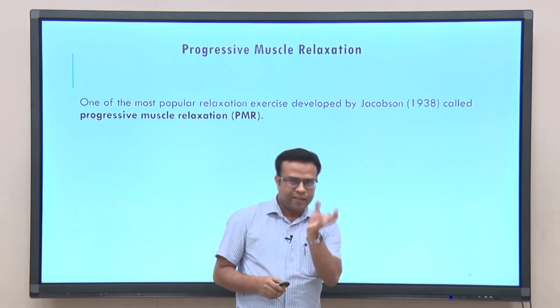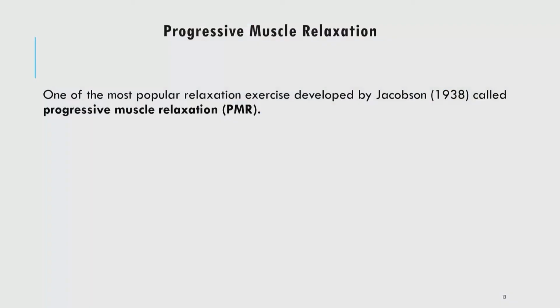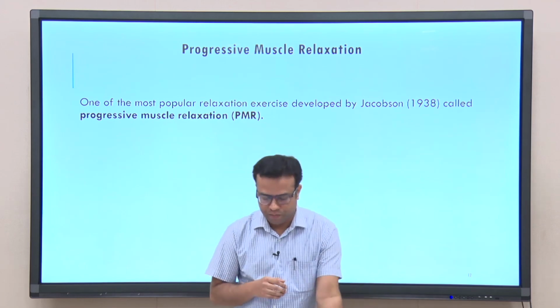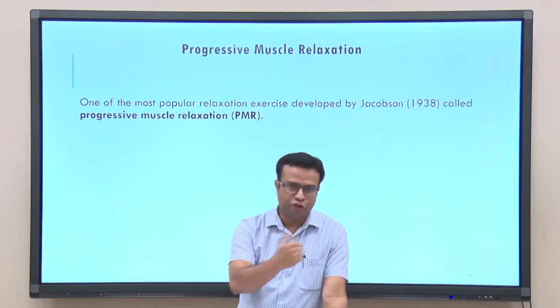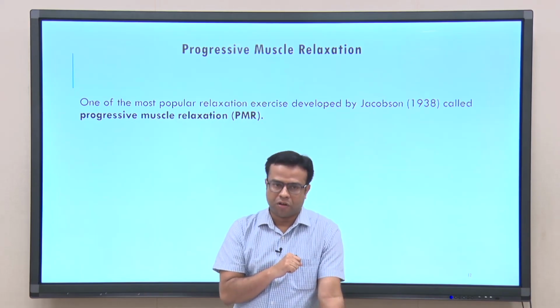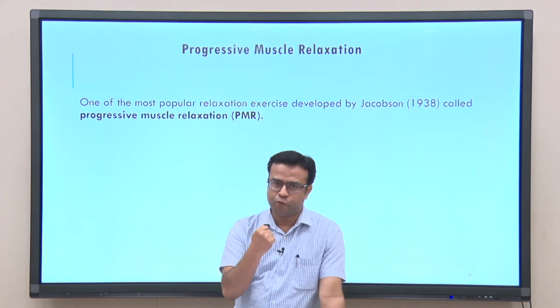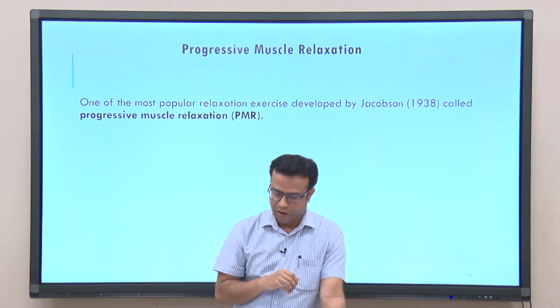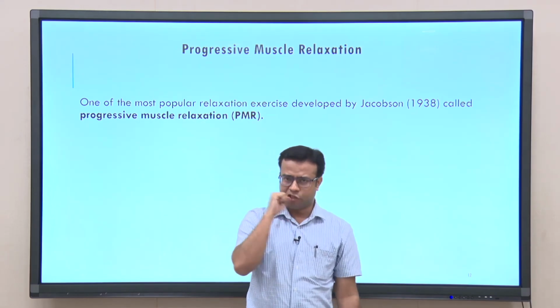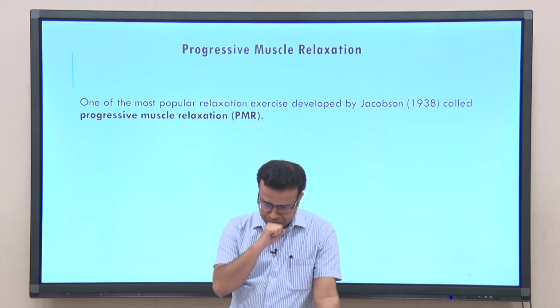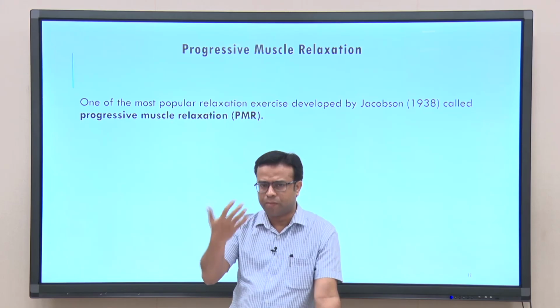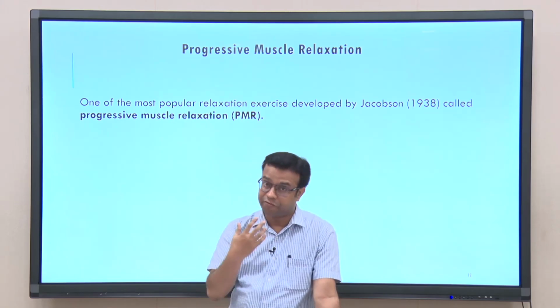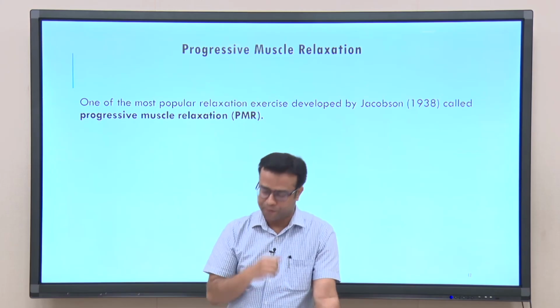Now we will talk about another relaxation exercise which is called progressive muscle relaxation, in short also called PMR. This is again one of the most popular relaxation exercises among professionals also, and one of the most effective ways of doing very deep relaxation. It was developed by Jacobson in 1938. So you can see it was developed many decades ago, but still it is very popular simply because of its effectiveness.